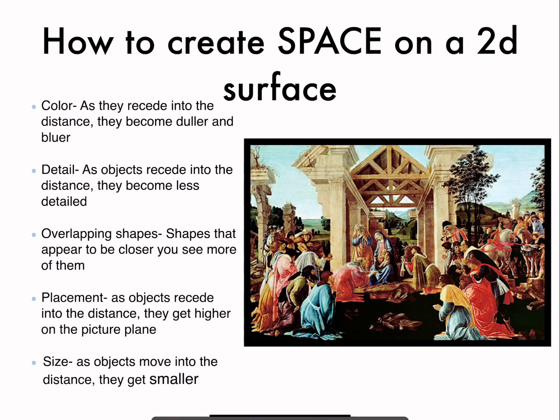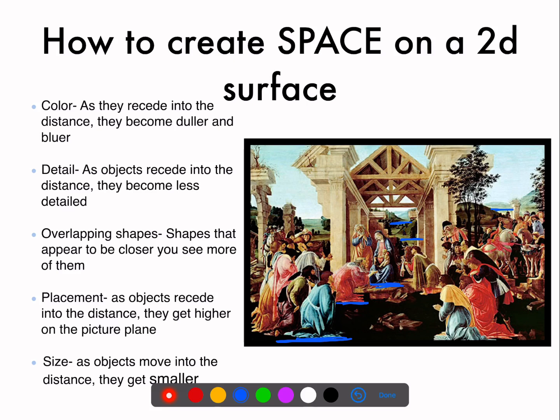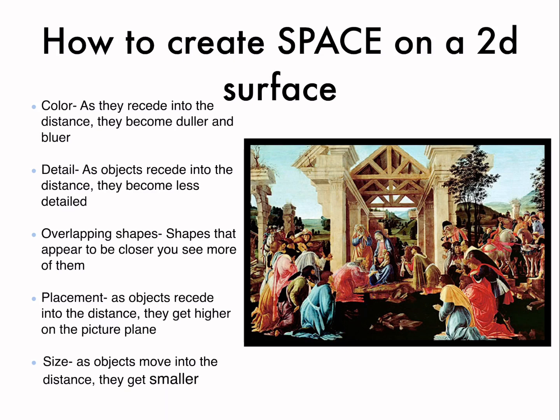Lastly, you have size. As objects move into the distance, they get smaller. So notice, let me get rid of these marks really fast. This guy is going to be a lot taller than Mary is. It's hard to compare the size, but you can see that there is a size change from the height. It is converging and getting smaller there. So color, detail, overlapping shapes, placement, and size are the 5 ways you can create space on a two-dimensional surface.